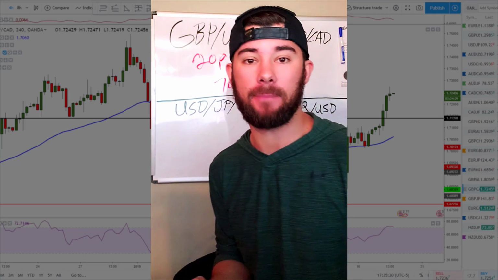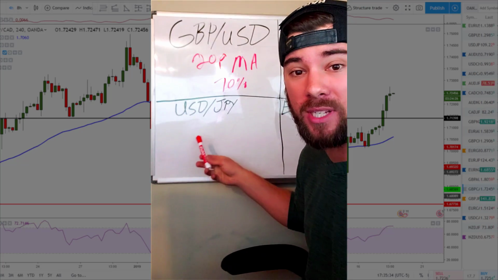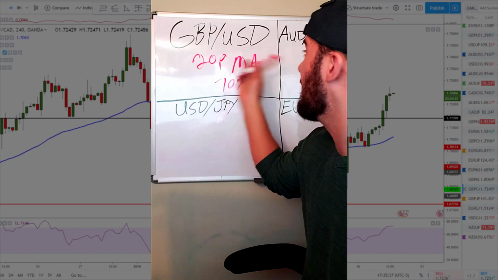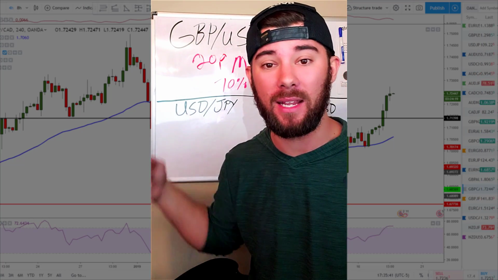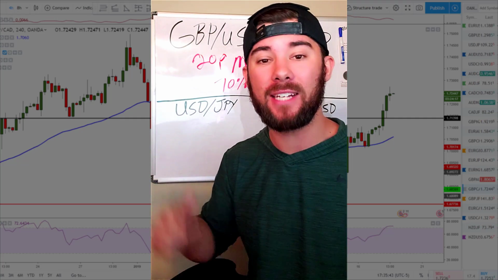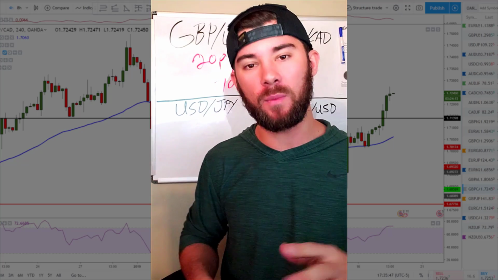70% accurate strategy. Now, what are the chances that this same exact strategy is going to perform 70% on the dollar yen, euro dollar, and Aussie Canada? It's actually pretty slim. It's very doubtful that if it performs best on the pound dollar, it's also going to perform really well on every other pair. That's a very doubtful scenario. So what do we do next?